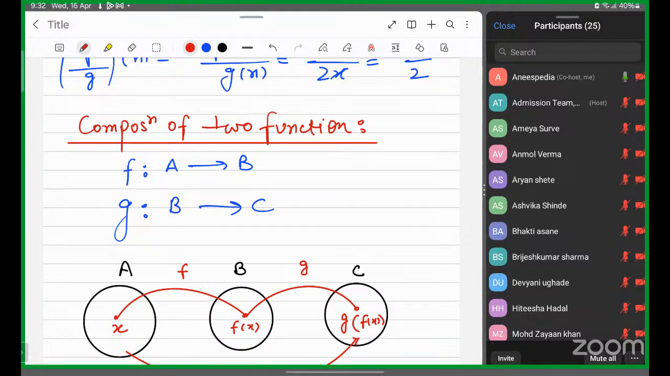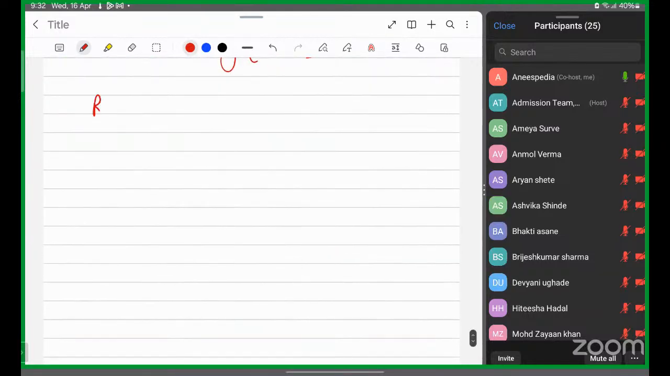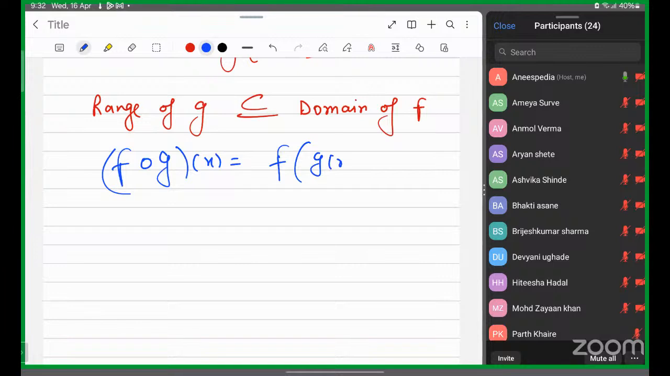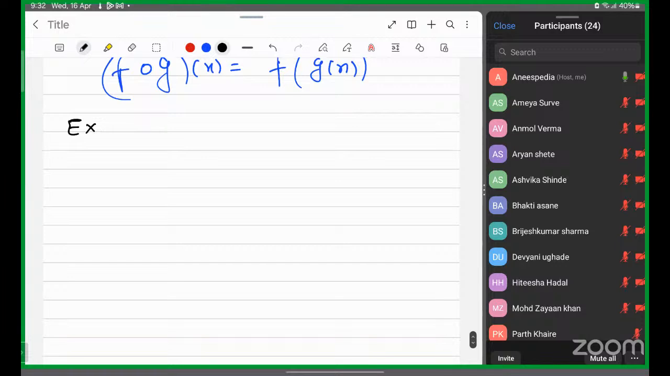So we cannot guarantee that the range of g is the domain of f. But if I define it such that the range of function g is a subset of the domain of function f, in that case, I can also define f of g of x, which will be f of g of x. Let's take an example to understand it. Let's say I have a function f of x, which is x square. I have another function g of x, which is, let's say, mod x.